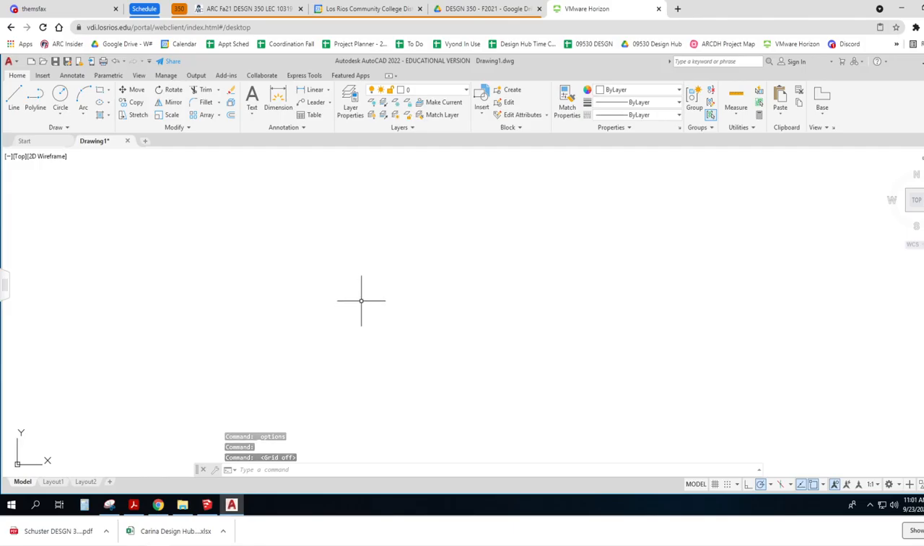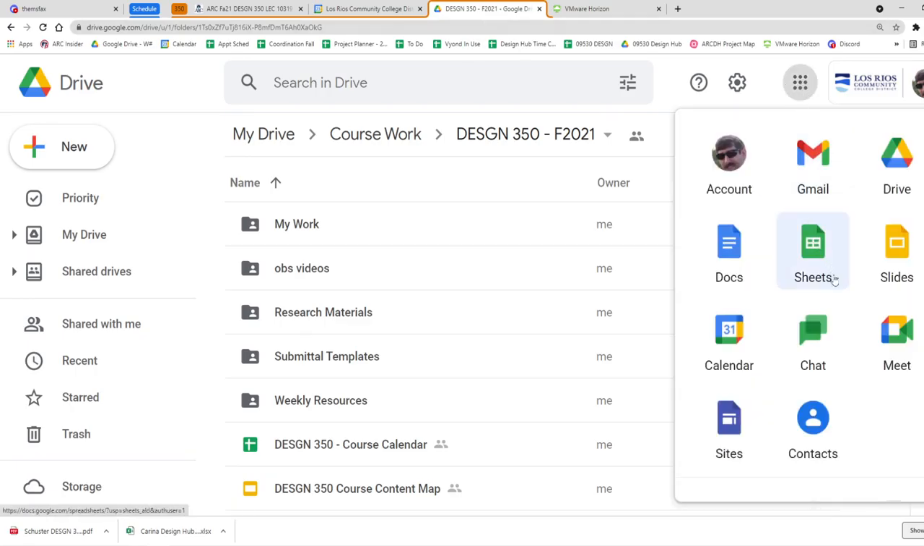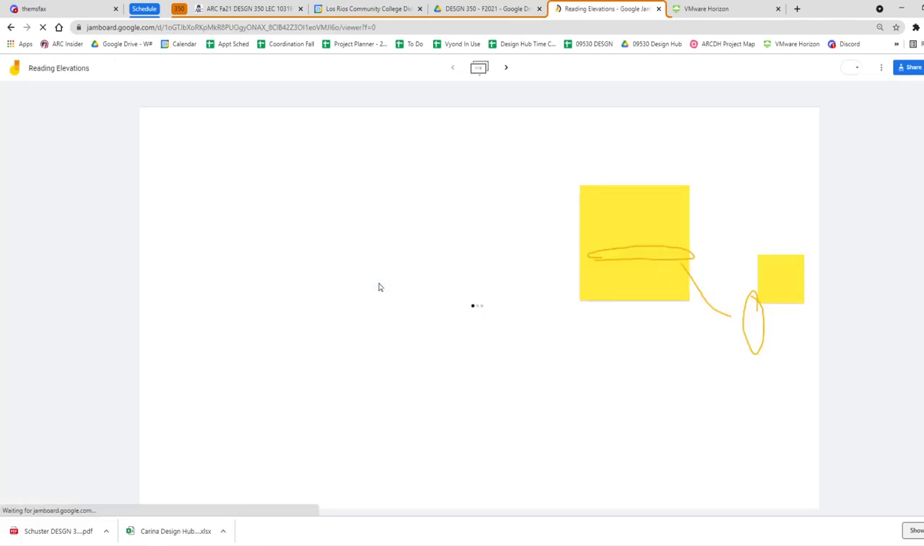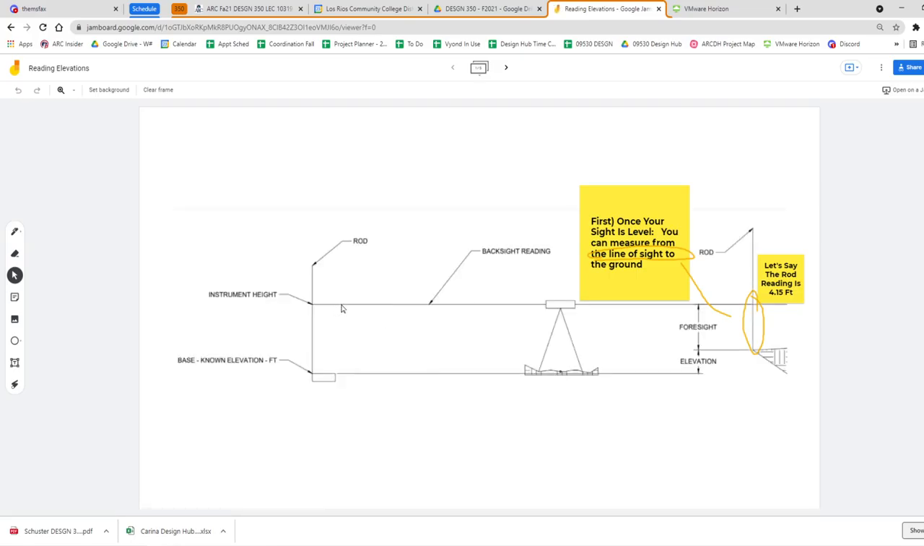So what I want to talk about is leveling the Atalyte site so that you get a really good reading, right? From the Jamboard, we can see that this line has to be level. If it's not level, it's not reading this height the same as this height, the same as this height. So this has to be level to the world.